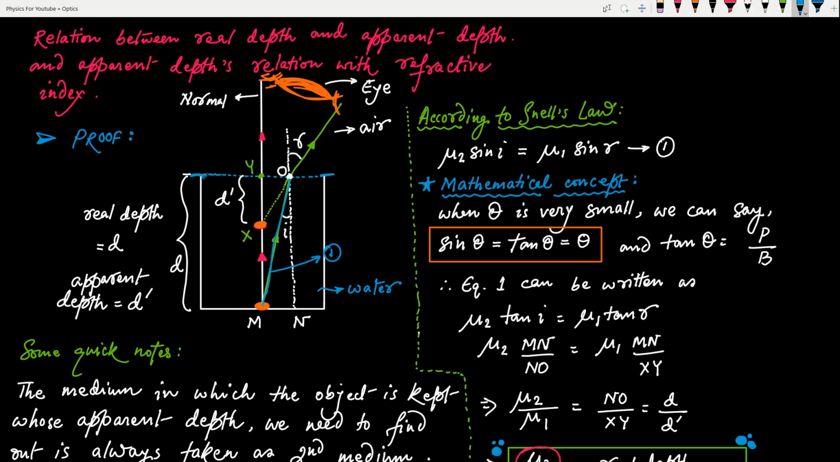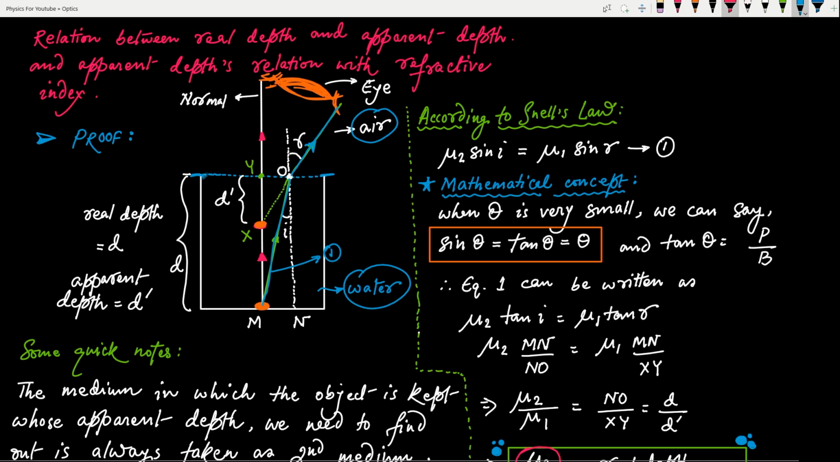But since this ray is moving from water to air, now water is optically denser and air is optically rarer with respect to water. Therefore, we know the concept that whenever rays move from an optically denser to an optically rarer medium, then the rays after refraction move away from the normal. As you can see, after refraction, this ray is moving away from the normal. Okay, simple as that. So this is our first ray.